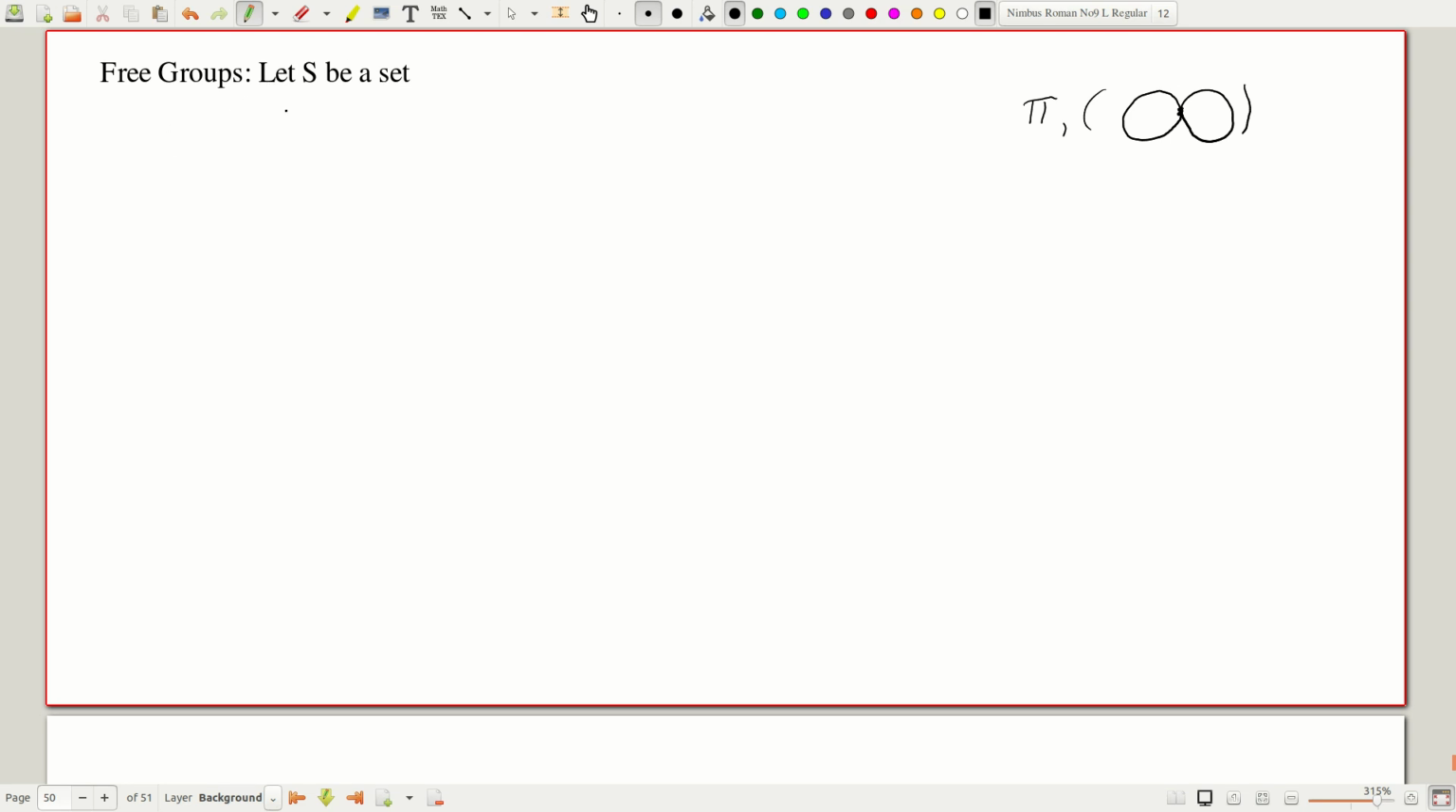So suppose we take S as a set. The free group on S, F of S, we'll call it the free group generated by S. What is it? It's essentially the group which has basis S, in the sense that it has the same relation to the group as a basis has to a vector space. Okay, so let's recall what that relation is.